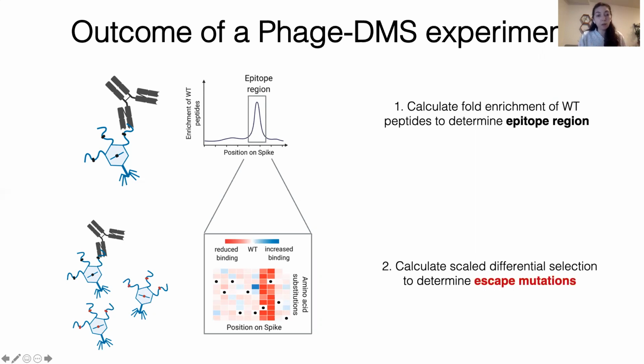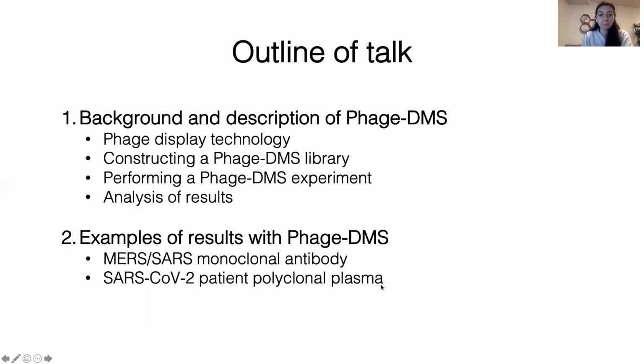What we do is we plot the scaled differential selection values in a heat map. You can see here that red indicates sites where there's reduced binding, and blue indicates sites where there's increased binding relative to wild type. And in these plots, the black dots indicate the wild type sequence at that position. Okay, so this is the kind of data that you get out of a Phage-DMS experiment.